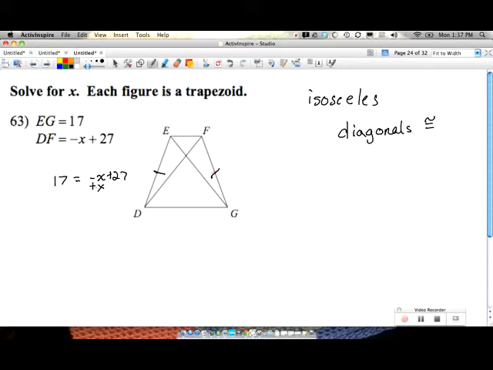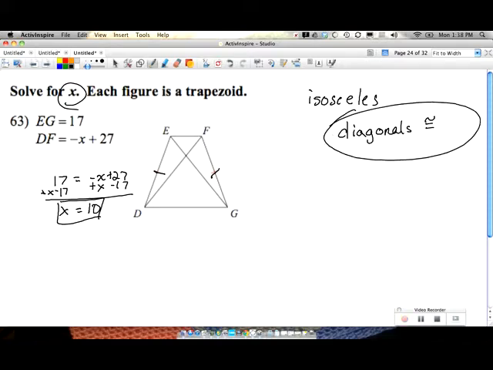Let's do some moving around here. I'm going to add x to both sides. I'm going to subtract 17 from both sides. That's going to give me x equals 10. So I solved for x. That was it. That's all I had to do. But the thing that's key here is to recognize that diagonals are congruent inside a trapezoid.